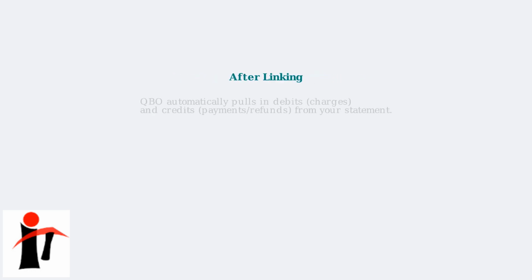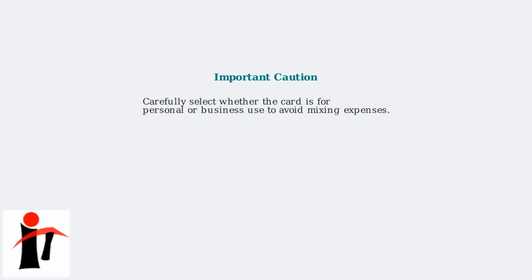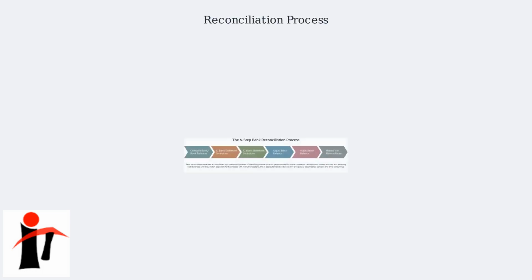After linking, QBO pulls in debits, charges, credits, payments, and refunds from your credit card statement automatically. Remember to carefully select whether the card is for personal or business use to avoid mixing expenses. Once your credit card is linked, QBO imports transactions for you to reconcile.